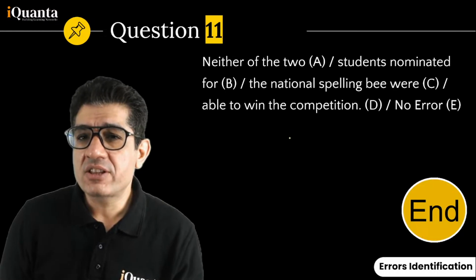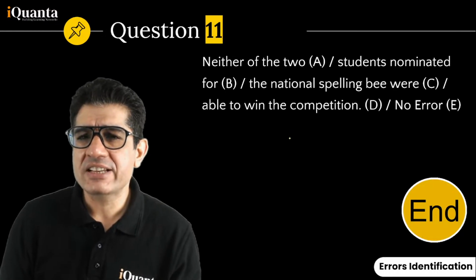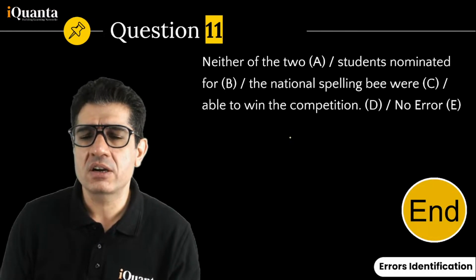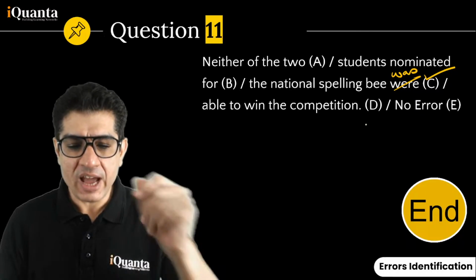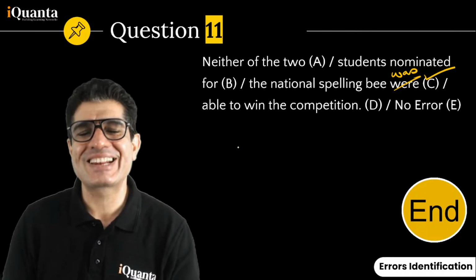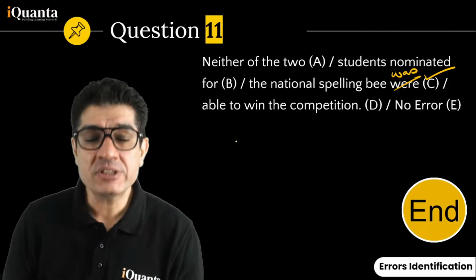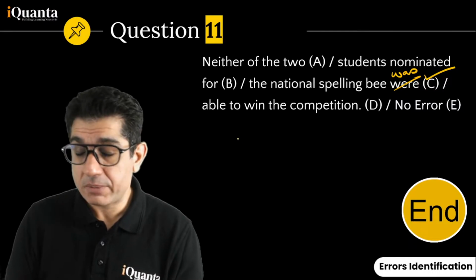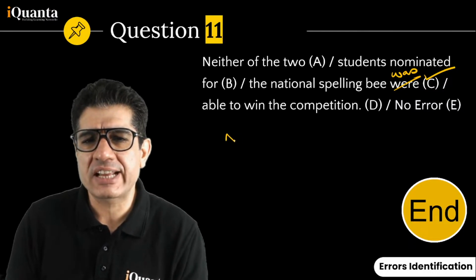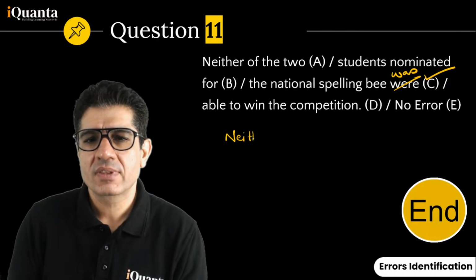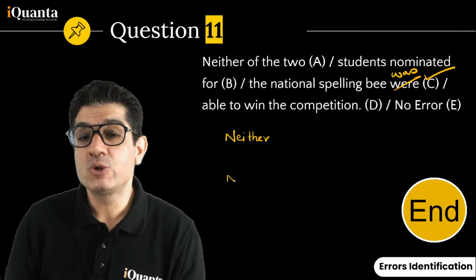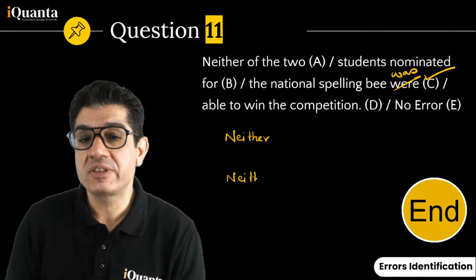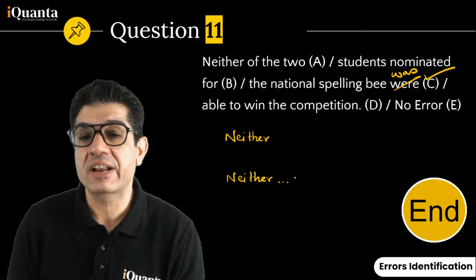All right. So neither of the two students nominated for the National Spelling Bee were able to win the competition. The error is in part C. It should be was. Why? Now, we talked about this in our class on pronouns, but then let me repeat it. So you notice there are times when you use neither, and then there are times when you use neither nor. Both of these cases are different.